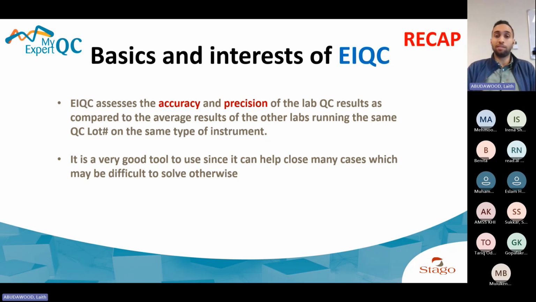Another point that I can assess is how precise I am. Is my SD too high compared to others? Is my CV high compared to others? So it's a very good tool to tell you where you stand compared to other laboratories. It helps you if you have, for example, problems with proficiency testing, or you want to increase the performance of your lab and make sure your performance is really good compared to others. It's a very good tool, and it has its uses. We will come to that.